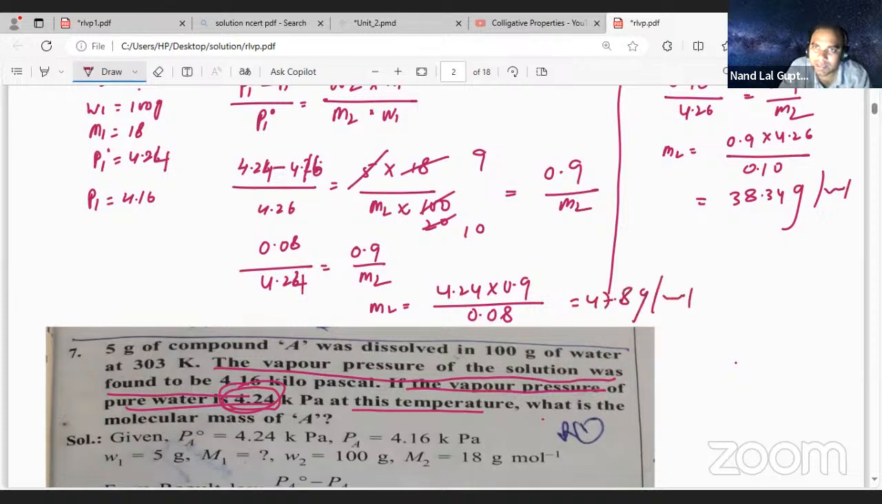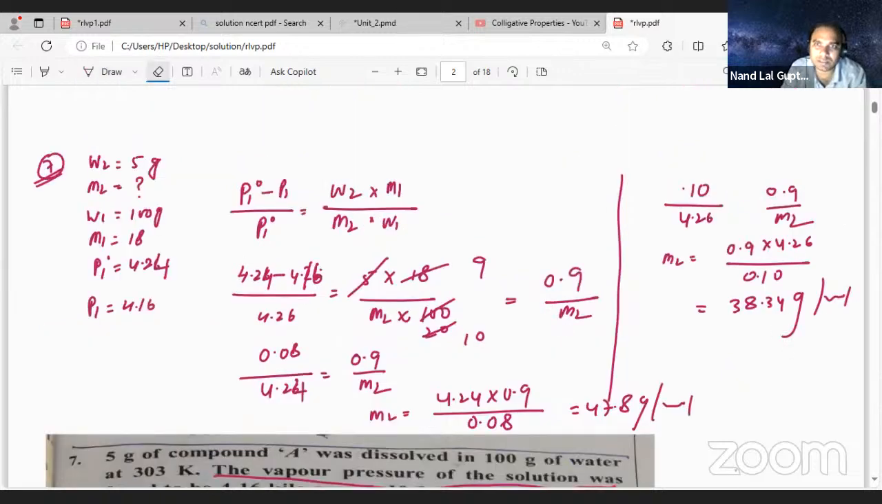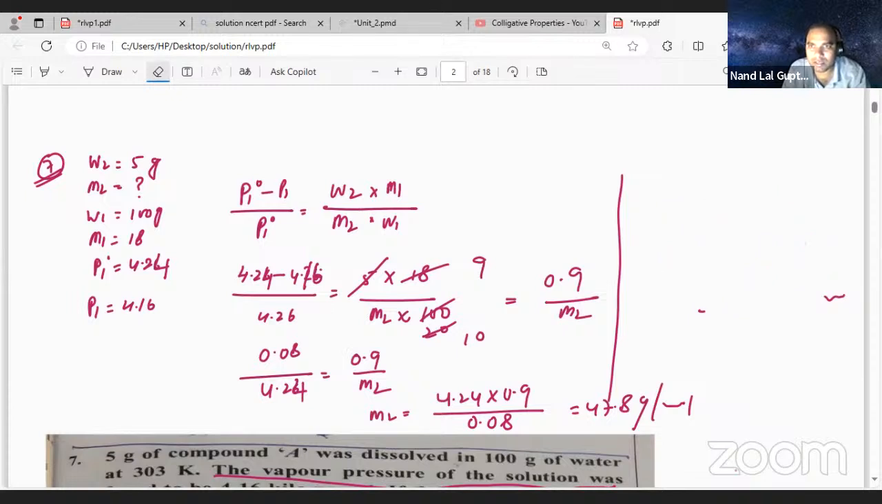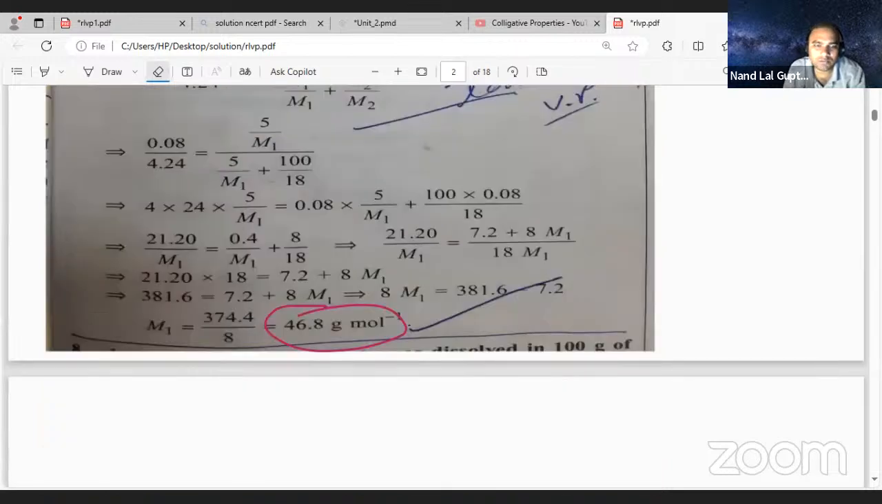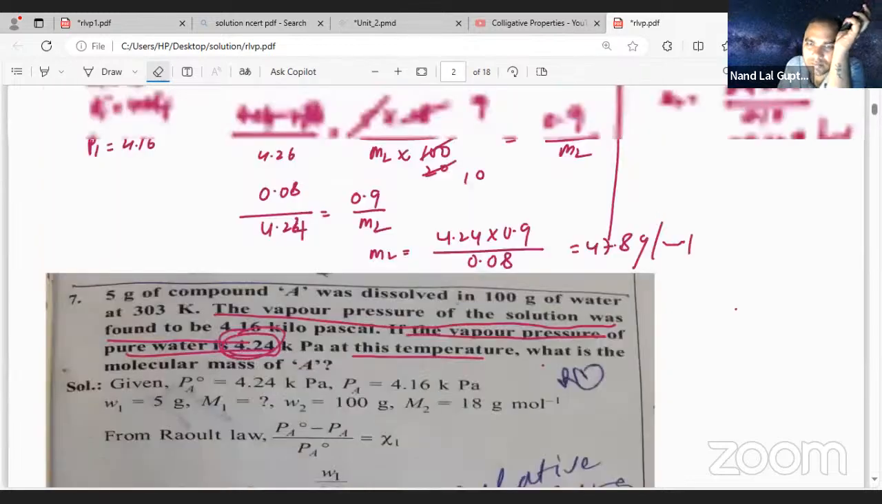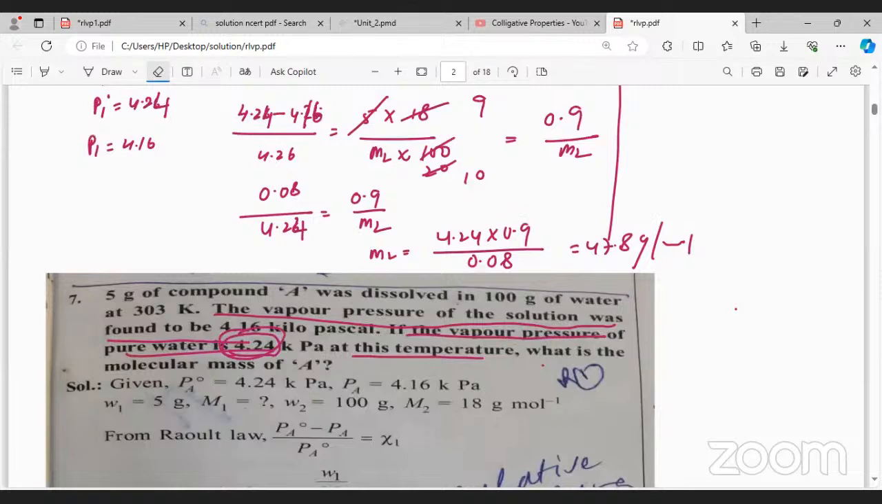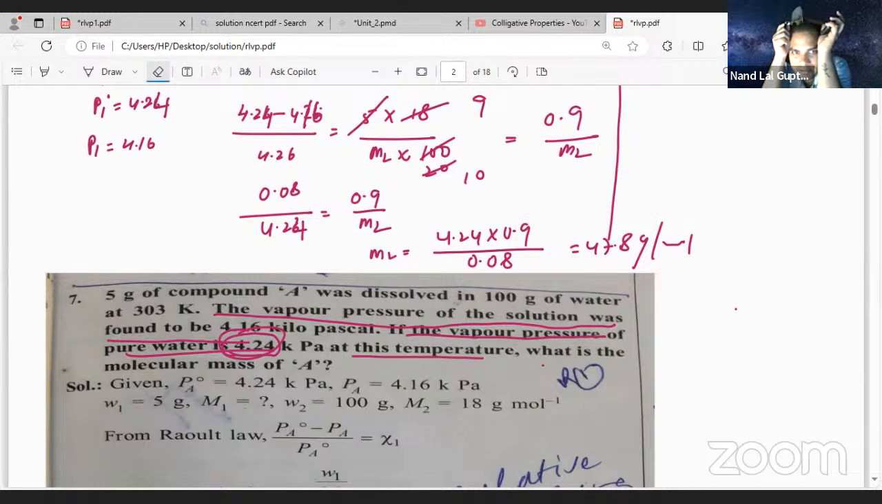So if you are missing a little bit, it will create havoc and all the mistakes, because the answer will come nearby, but that is not the correct answer. 47.8. The book says 46.8. Still a problem. Sir, probably we made a mistake in some addition or carrying over. No, no, all correct. Maybe the problem is in the book also.